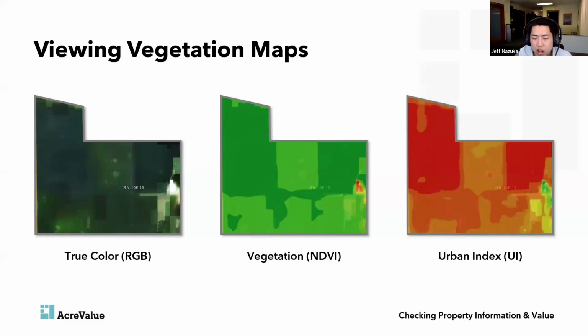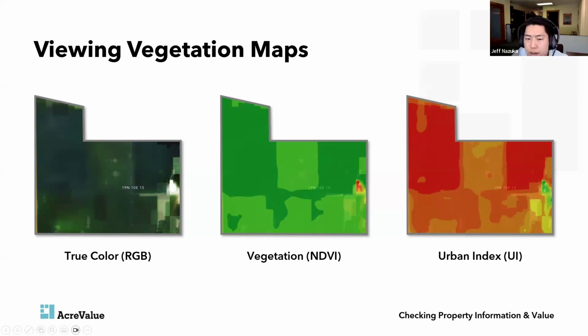Developers also rely on certain indices like the calculated urban index to identify built-up areas and parts of the property that you've selected that might have buildings or other developed structures on them. And this is also helpful for realtors and other investors who need to know whether a property has buildings or structures, and at what point in the past it may have had those structures. So let's see how to find these maps on the AcreValue website.